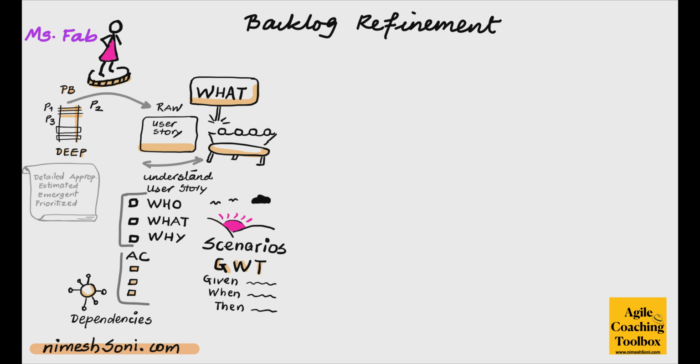They are clear about that what. So now let's take it into the next step. And that is, now let's focus on the how. Now that the team has clear understanding about the what, the team can start thinking about the how. How would we build this functionality? How would we ensure that we are meeting those acceptance criteria? How do we ensure that this functionality caters to those scenarios that Ms. Fab has described? How do we ensure that these dependencies are taken care of?